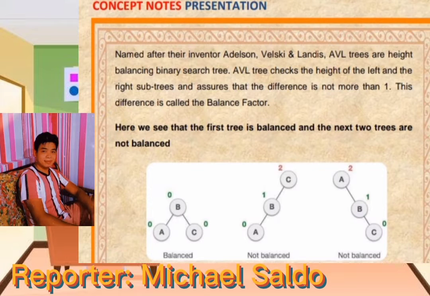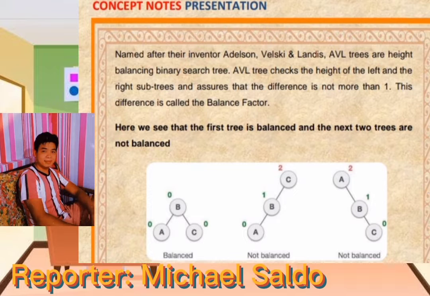Named after their inventors, Adelson-Velsky and Landis, AVL trees are height balancing binary search trees. An AVL tree checks the height of the left and the right subtrees and assures that the difference is not more than 1. This difference is called the balance factor.